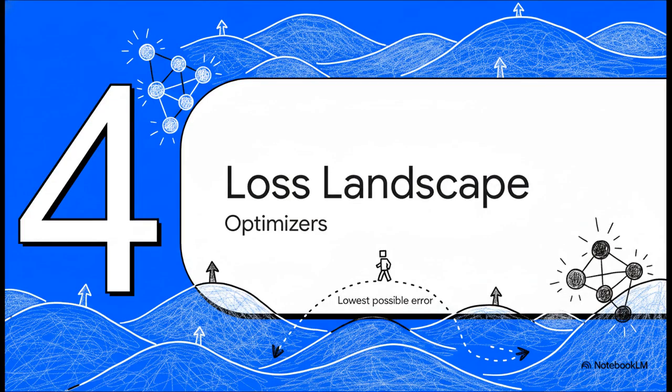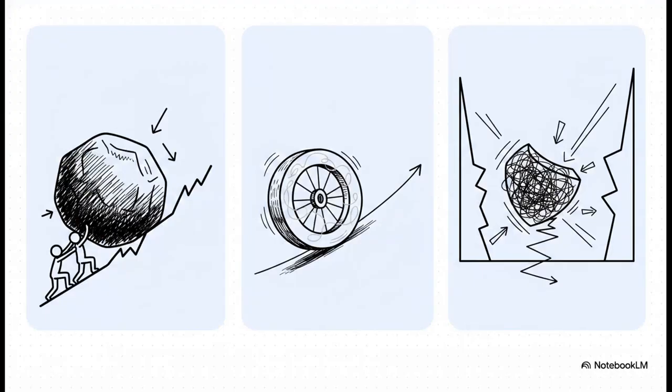All right, Section 4, navigating the loss landscape, optimizers. So once our neurons are actively firing, the model has to blindly navigate a high-dimensional, highly non-convex landscape to find the lowest possible error. It's literally like walking down a mountain blindfolded. To descend this loss landscape, how much data should we look at before taking a step? We essentially have 2 extremes here.